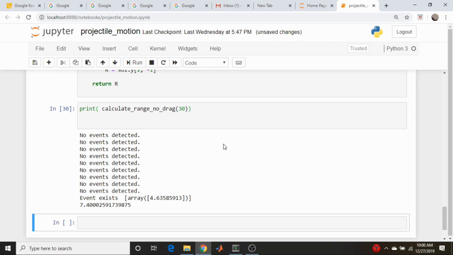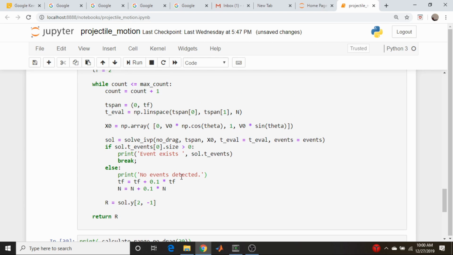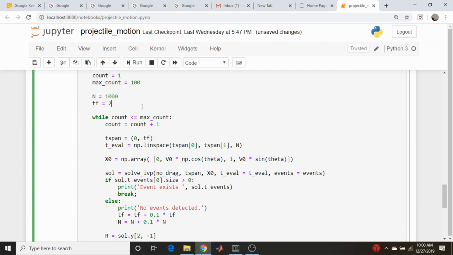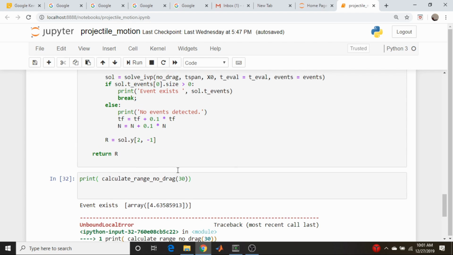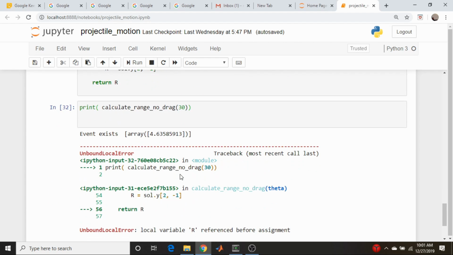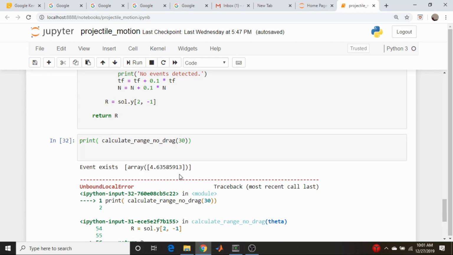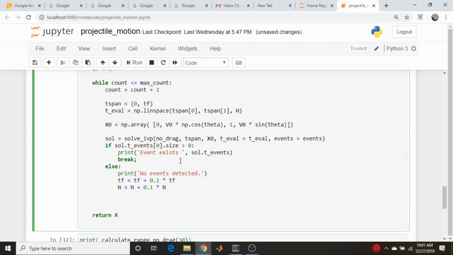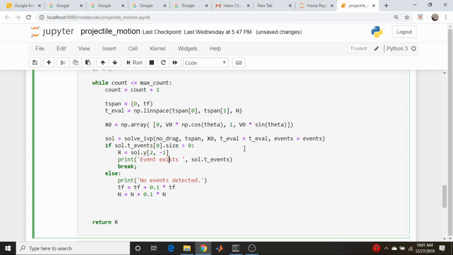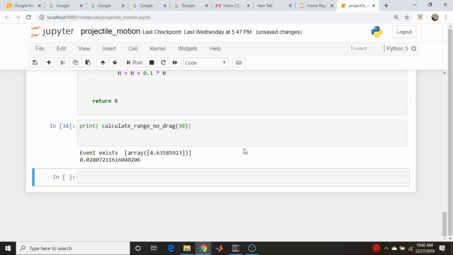Okay, there we go. So let's just bump the initial TF up to 5 seconds, and let's just see if that runs. That does not. Variable R. I probably need to pull this out here, and this needs to go, let's see, up here. Let's see if that works. Okay, that works well.